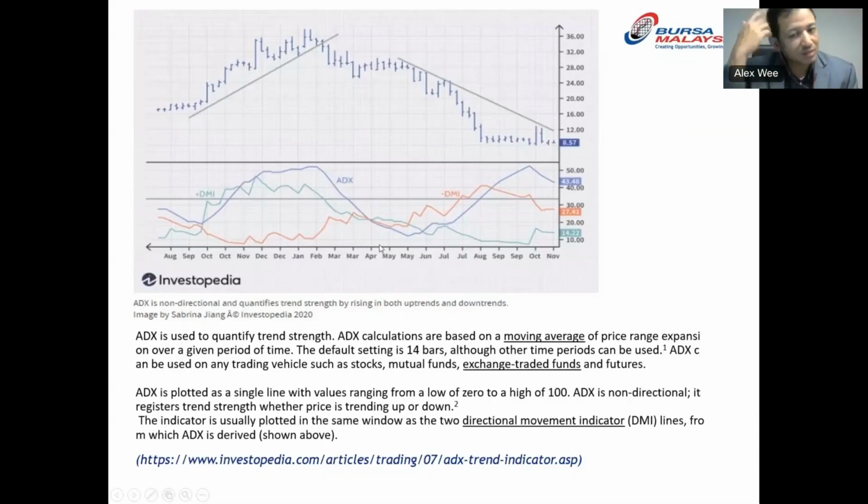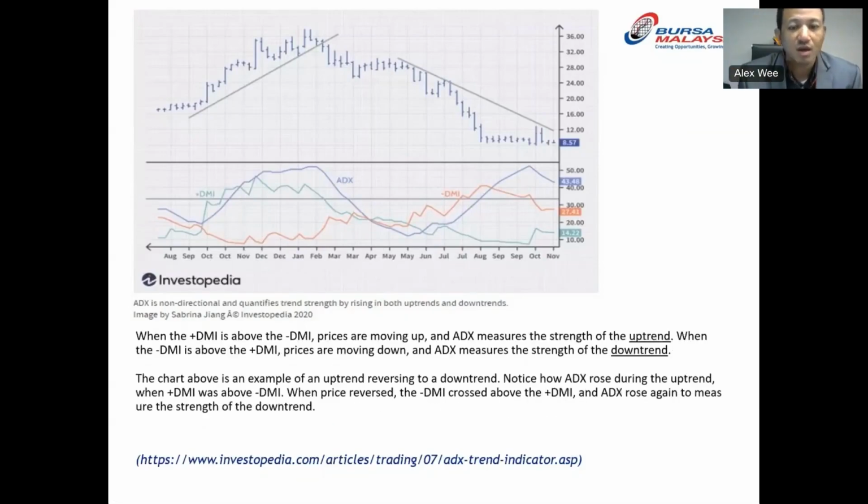So you can see, certain things I get from Investopedia. There's a lot of explanation there because ADX is a mature indicator. It has been used for a long, long time by a lot of people. And a lot of people understand that if you want to check the strength of a trend, use ADX.